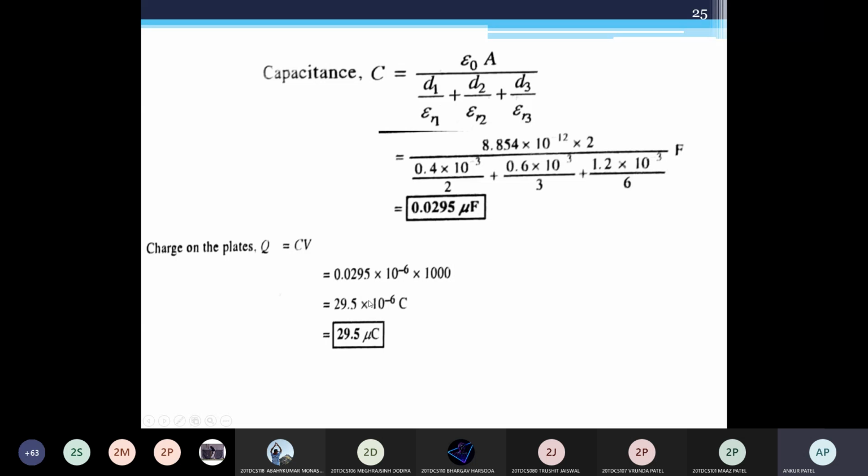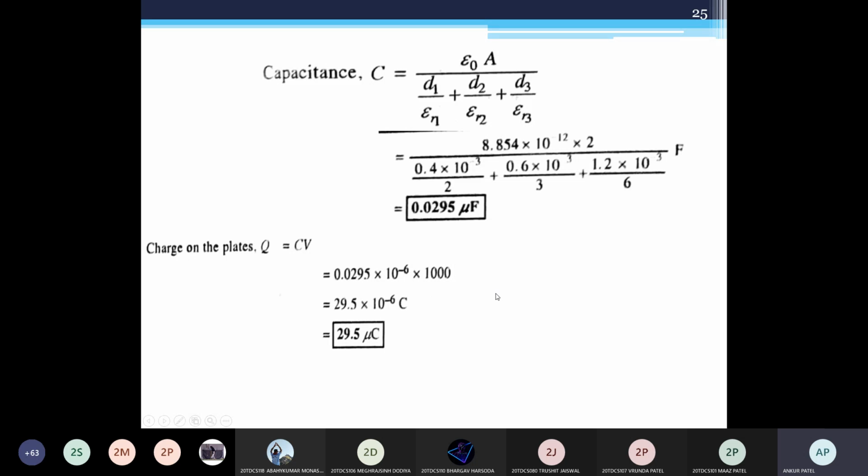All of you getting this answer? So this is C and V is given, 1000. So the answer is 29.5 into 10 raised to minus 6 coulomb.